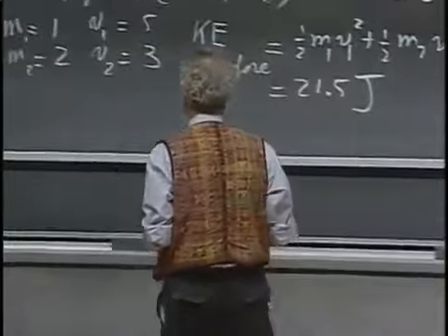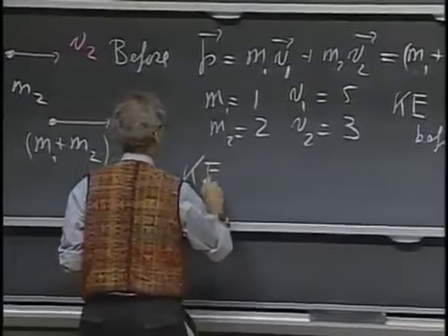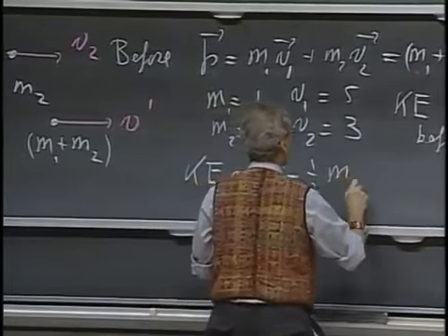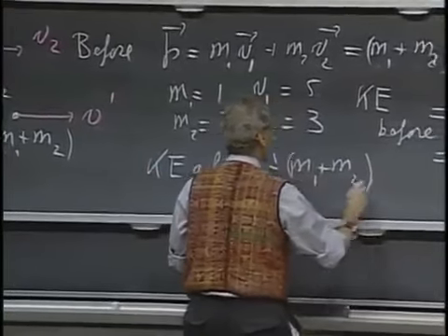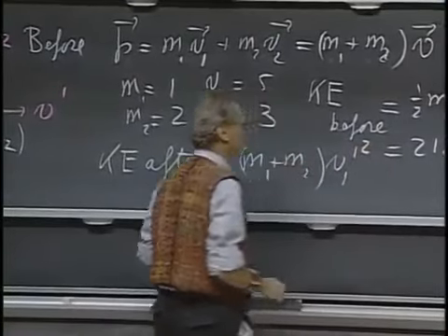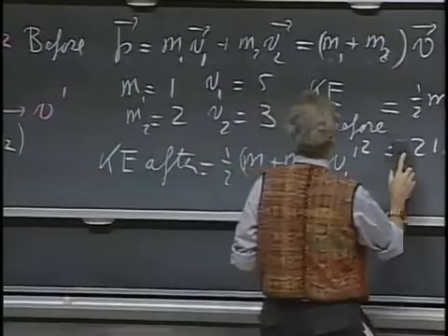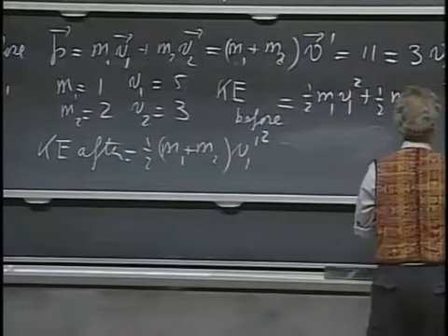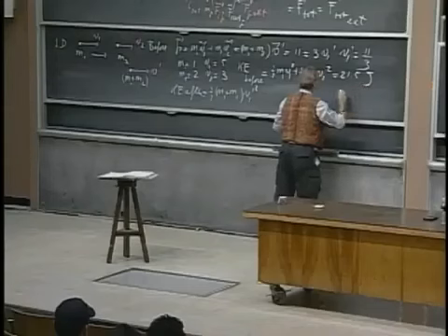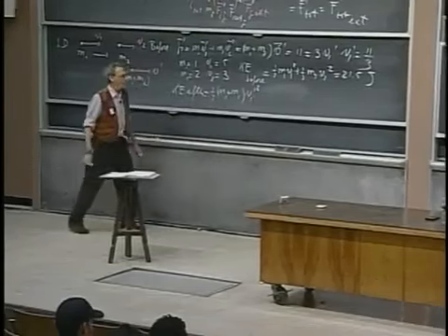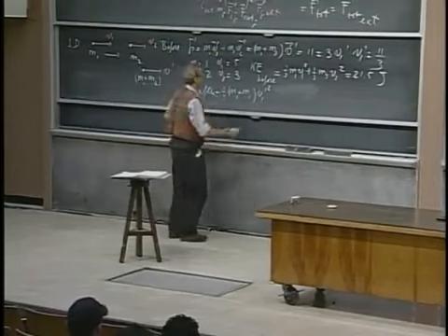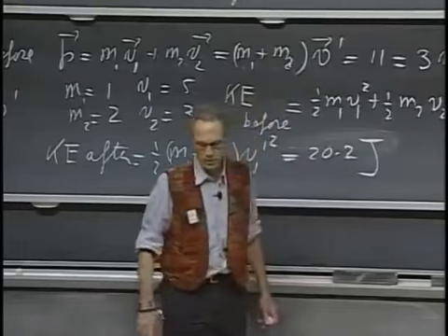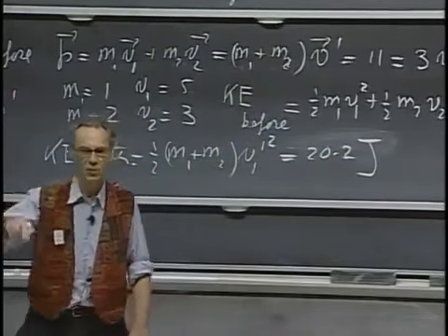Let's take a look. Kinetic energy after the collision. That would be 1/2 (m1 plus m2) times v prime squared. Would we agree? Let me write this at a different location. So this was the 21.5 joules. Well, you can do this as well as I can. We know what v1 prime is, that is 11/3, and you will find that this number equals 20.2 joules.